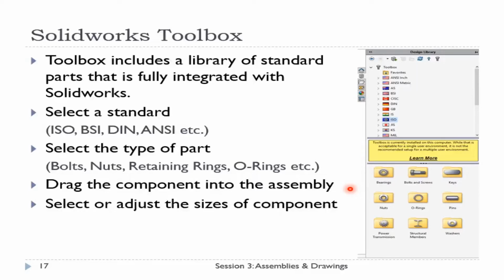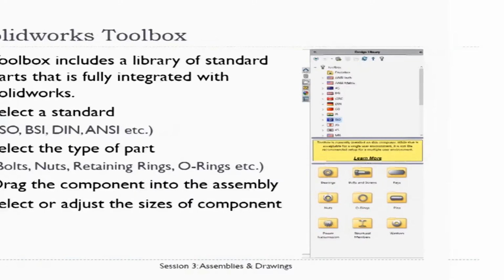To use Toolbox, all we need to do is browse to the component that we want to add into the assembly and drag and drop that component. Then for the added component, you can adjust its size. Whatever the key size parameters that you want to control, let's say for a bolt, it can be the diameter and length, and similarly for an O-ring, it can be inner diameter and cross-sectional diameter. So you can control those parameters to adjust the size of the component.